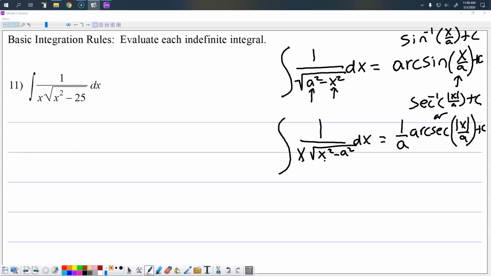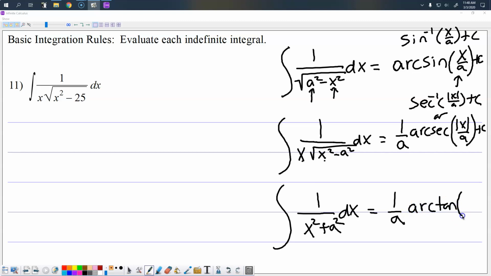Okay. Next one, last one, is the one that looks like this. When they look like that, that's arctangent. And so it's going to be 1 over a arctangent of x over a. And once again, they can write it like this as well, over a here. Okay, so there's your three possible formulas.